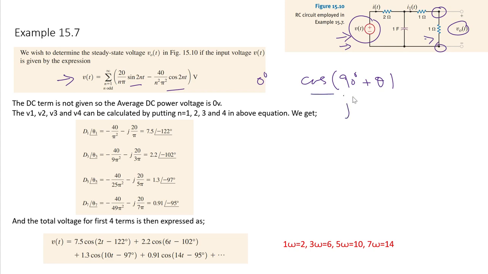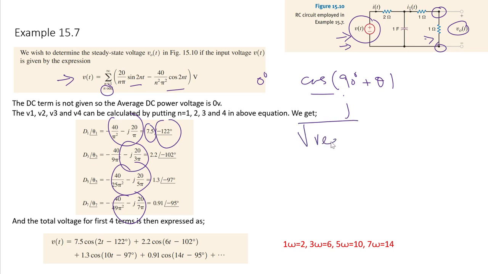So how will we find these things? We'll put n equal to 1, 2, 3, 4, 5, 6, but it says that only odd components are needed, so we'll put 1, 3, 5 and 7 in it, and we get these particular values. So these are not in phasor form, so we convert them to phasor form by finding the magnitude and phase. The formula is simple.